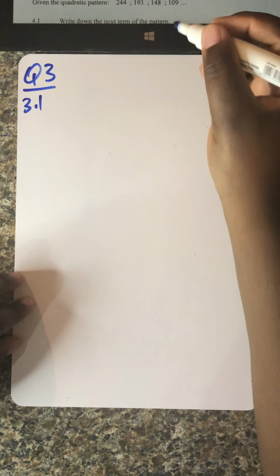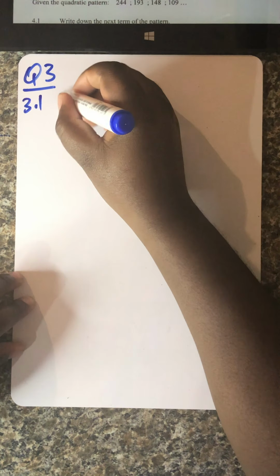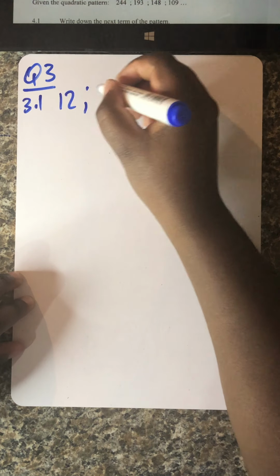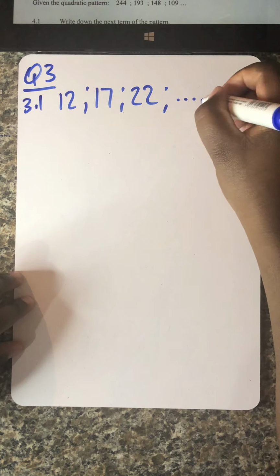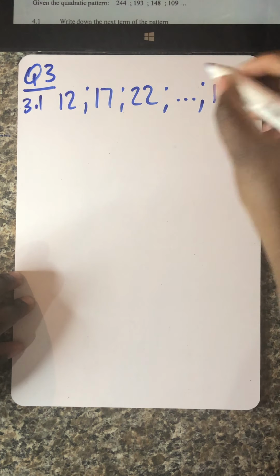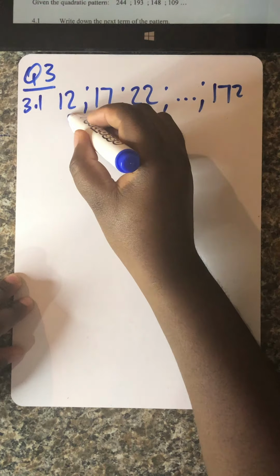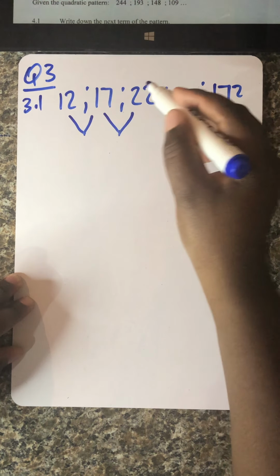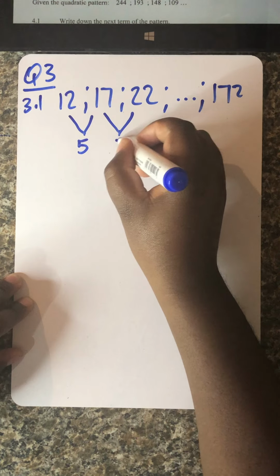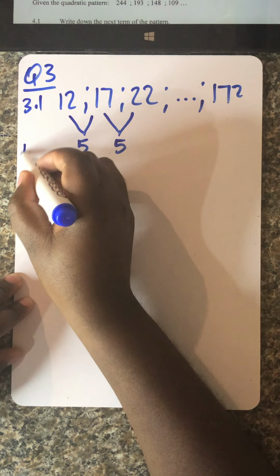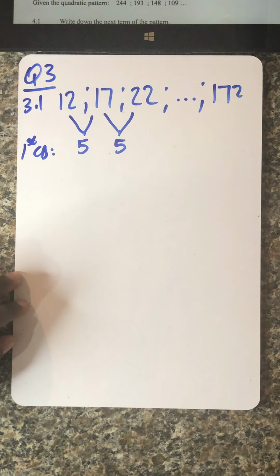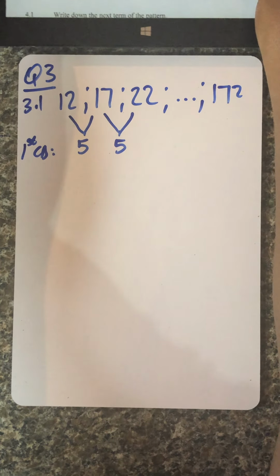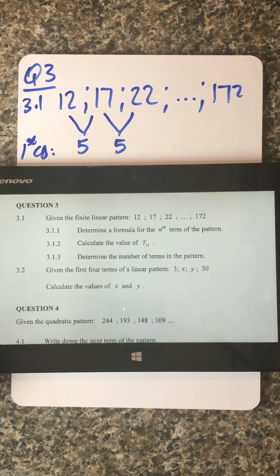So now question number 3, let's say 3.1, we're given a finite linear pattern, which is 12, 17, 22, then we've got 172. I've just indicated that this is always my starting point. Then we've noticed that was 5, 5, and this is our first D. Ladies and gentlemen, I think we can now start with our first question.